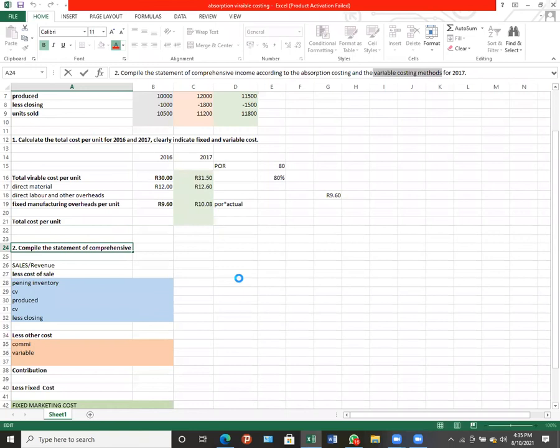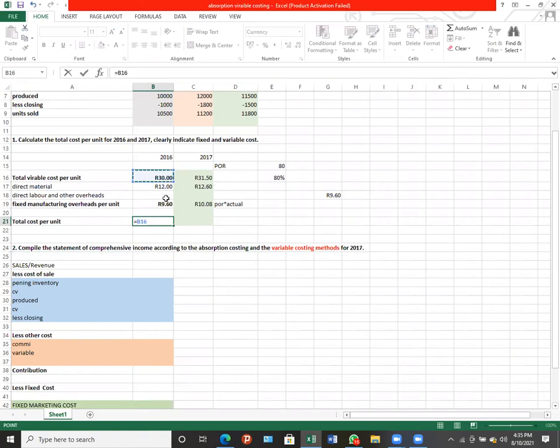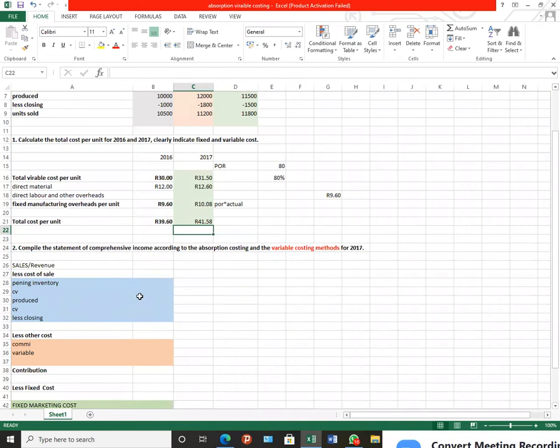Guys, we are going to use the variable costing method, which means we are going to focus only on the variable cost. Before, I forgot to do this: this plus this is equal to the total cost per unit, which is the total variable cost per unit plus the fixed cost per unit.